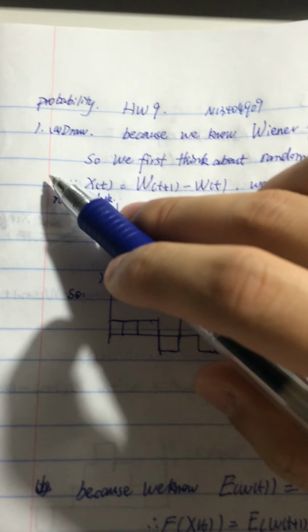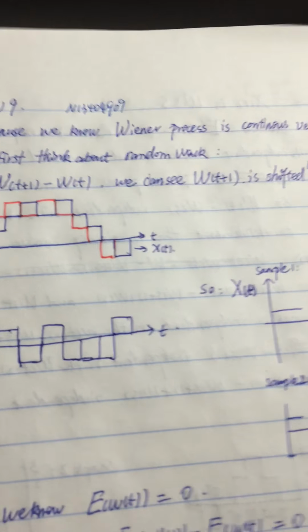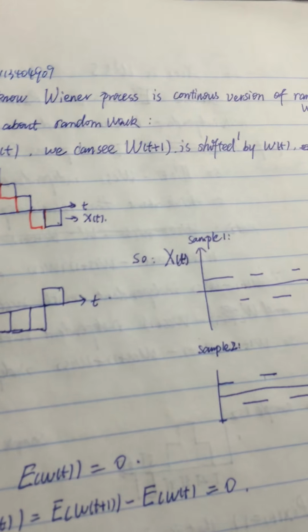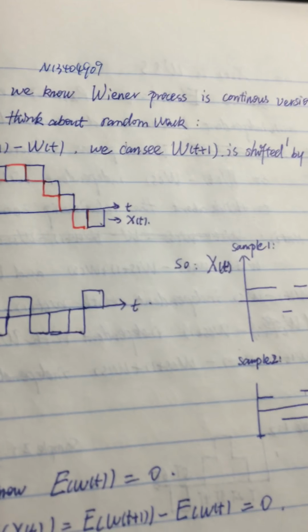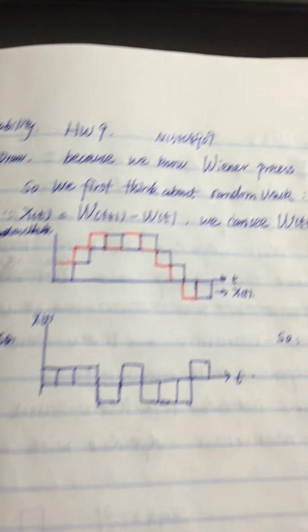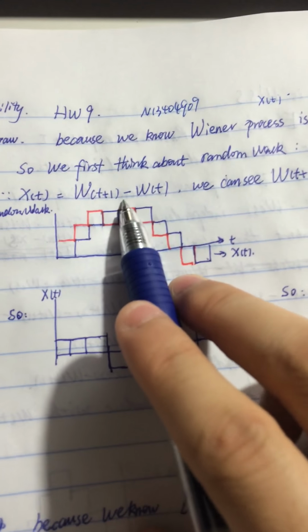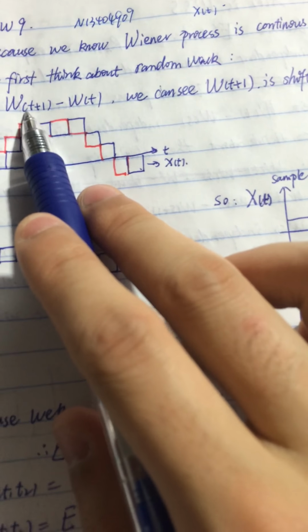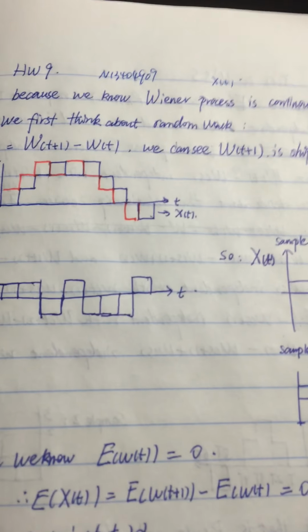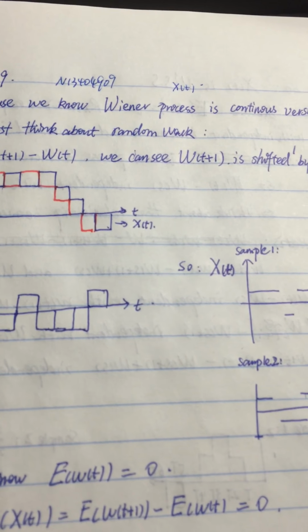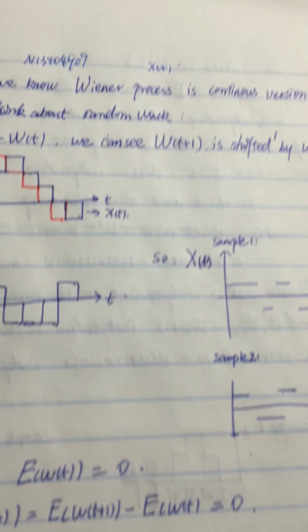The first question is about the Wiener process, and they defined a new process, X_t equals W_{t+1} minus W_t. Here you can see it's a new process, and W is a Wiener process. For the first question, I want to draw a couple of examples of X_t.